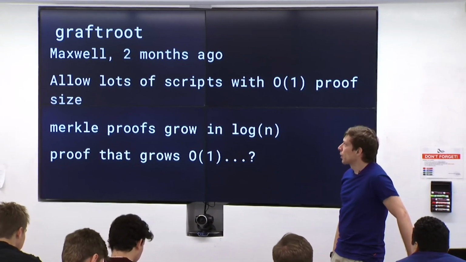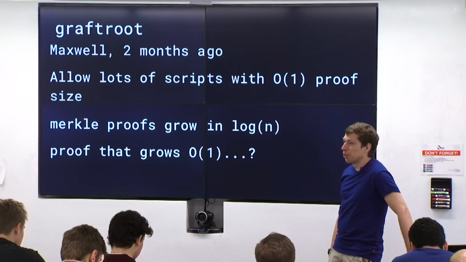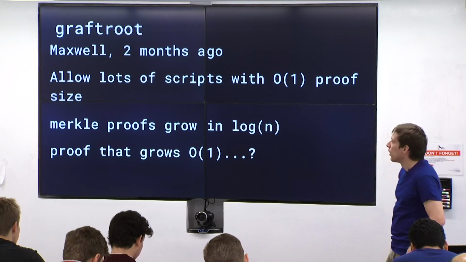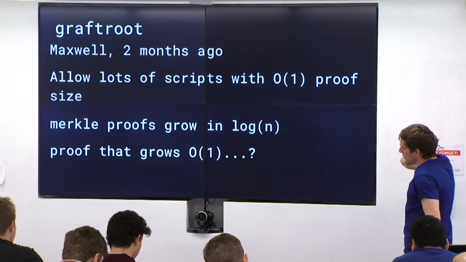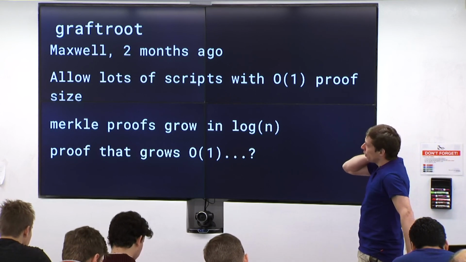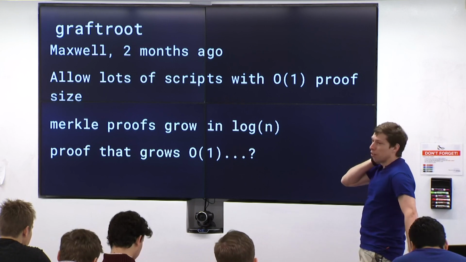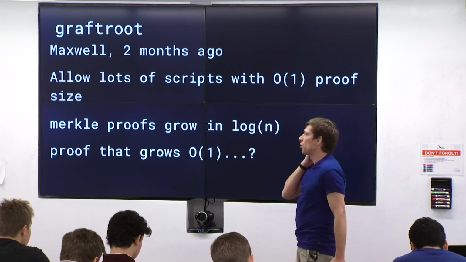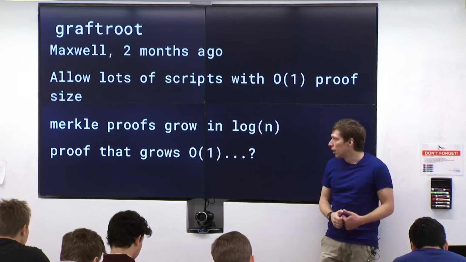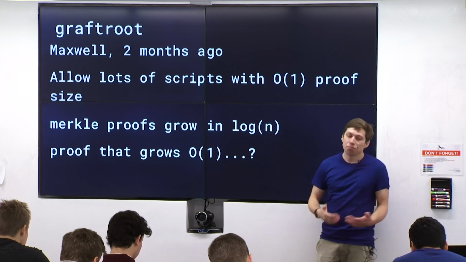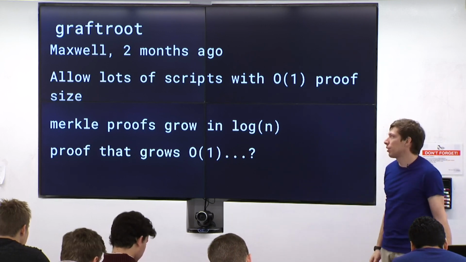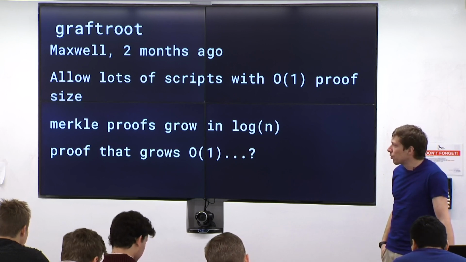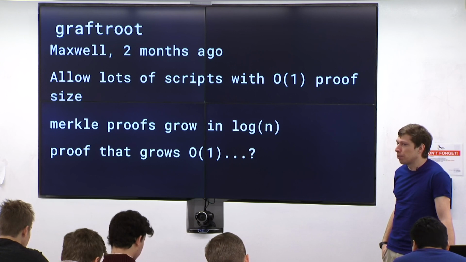Also Greg Maxwell, like a week or 2 after Taproot. They're not actually that similar, but people were sort of talking about it. So the idea is allow a lot of scripts with a proof that goes up in size with O of 1, aka it doesn't go up in size. So the Merkle proofs, right, in MAST, grow in log n. So if you've got a million different scripts, you're going to take something like 20 hashes or whatever to prove that. What's a proof that grows in O of 1 of the number of things being proven?